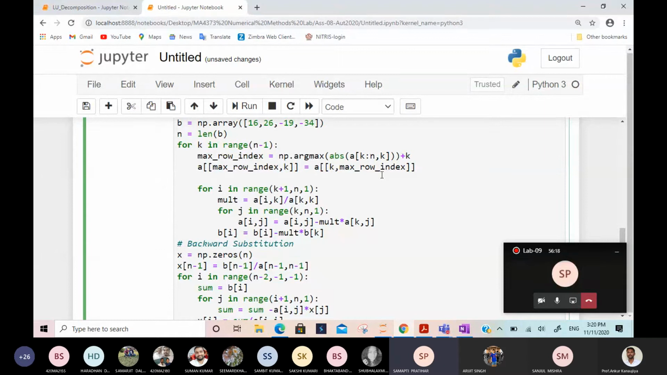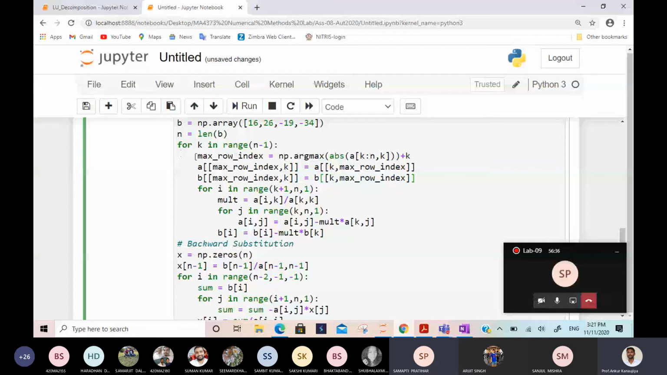Sir, we have to change B also. Yes, we have to change B also, because the row is changing, so the right hand side B is also changing. Yes, sir. So I will write the same row interchange with B. Instead of A, I am changing B also. B means the right hand side.